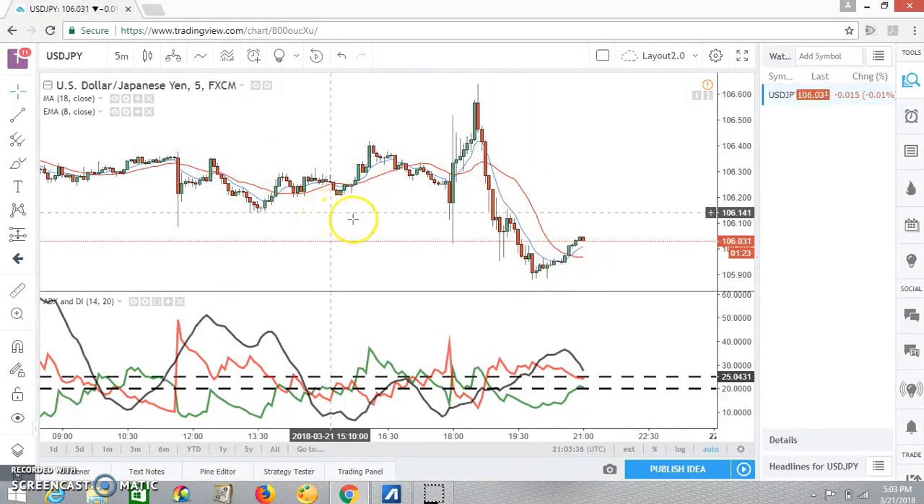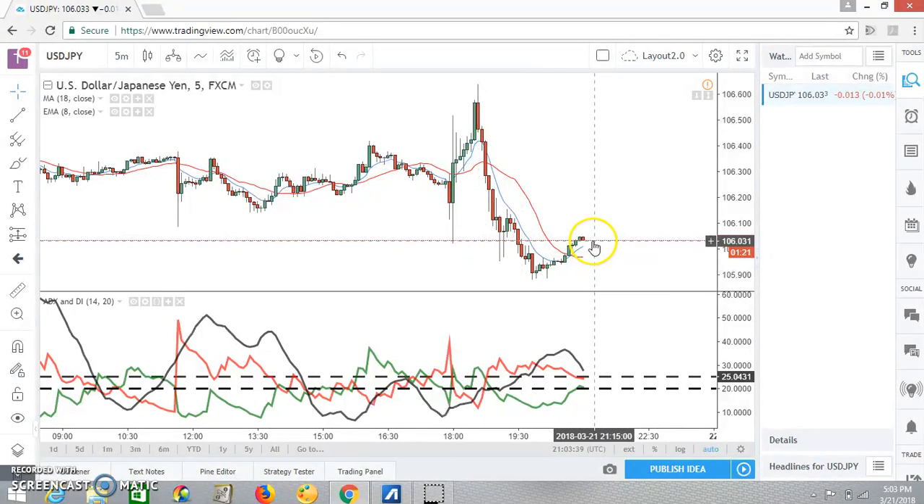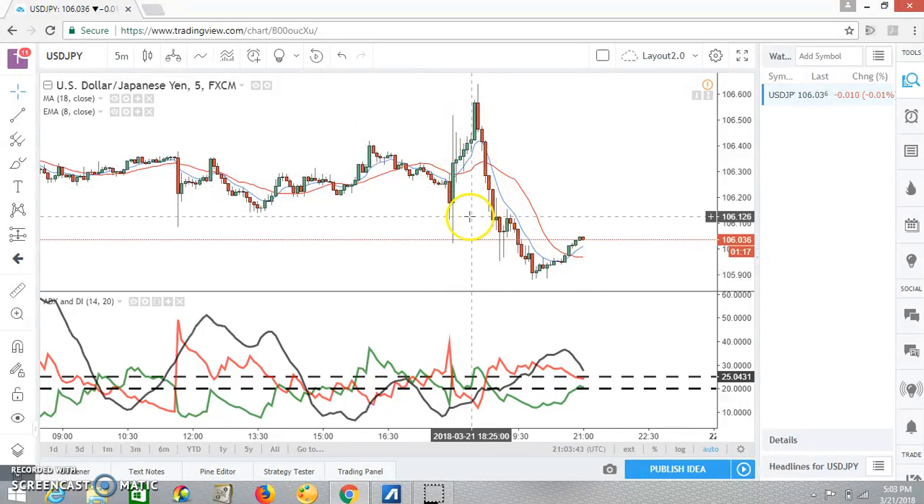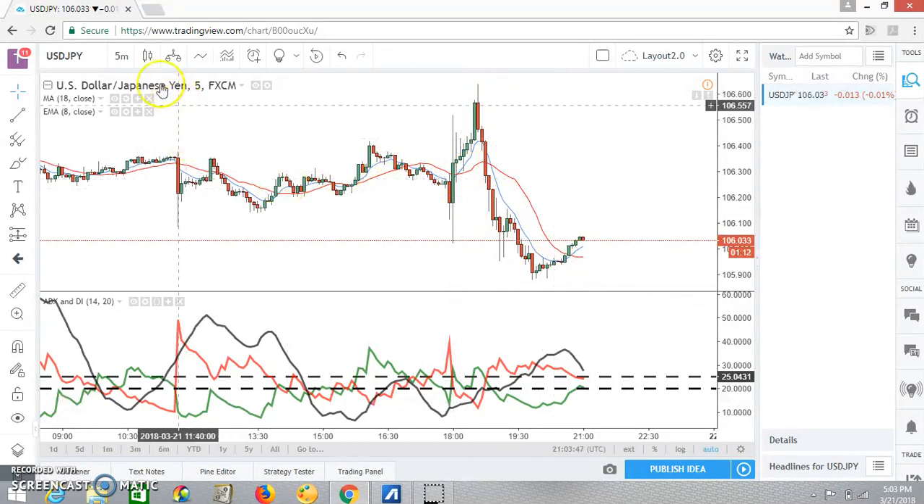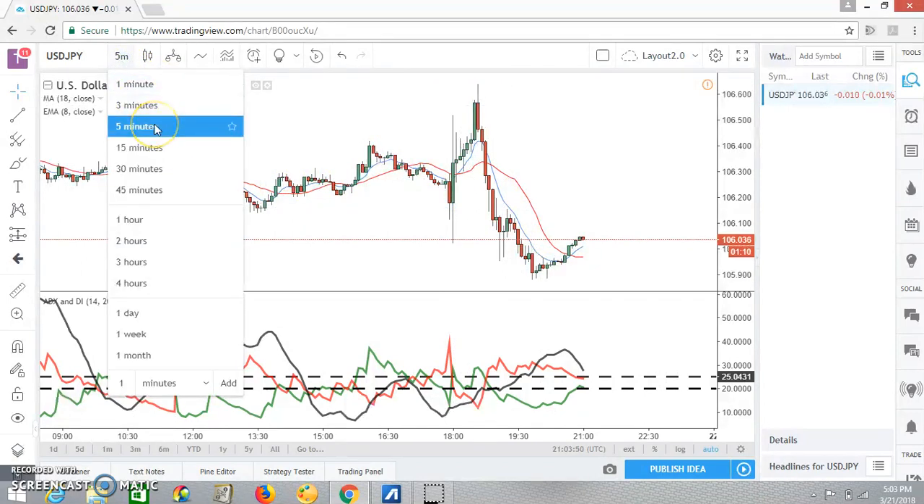Now I can see what the market is doing. I can see the candlesticks being formed. I can see what type of moves are being made. So I really just take my entries here. I don't go any lower than the 5 minute, because the 5 minute is good enough.